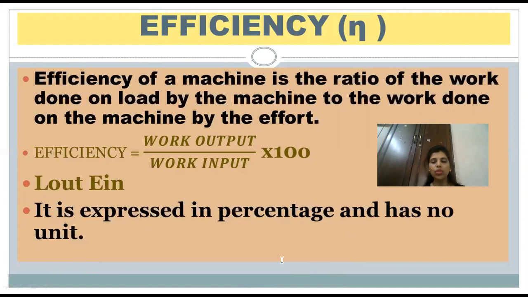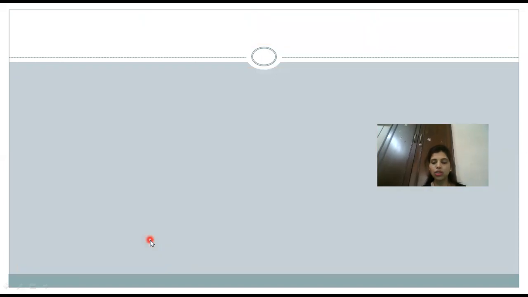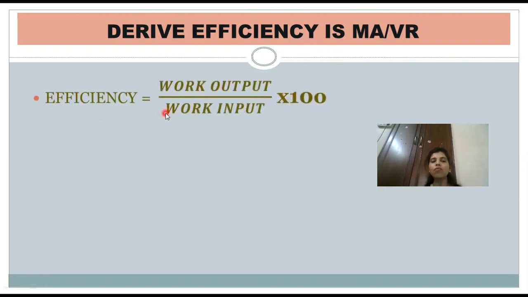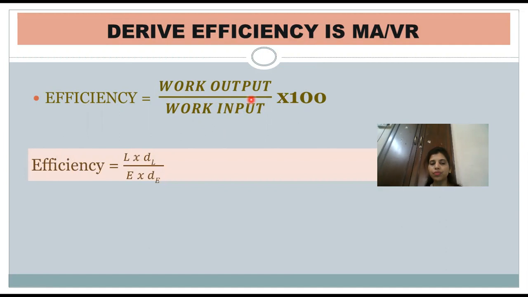Now after this we go to the next slide. So in the next slide, you have to derive efficiency is equal to MA upon VR. So you have to derive this. Now how will you derive this? There are certain steps. Now as you have seen, formula for efficiency is work output upon work input into 100. Yes, children. Now you know that work output, how can you write work output?